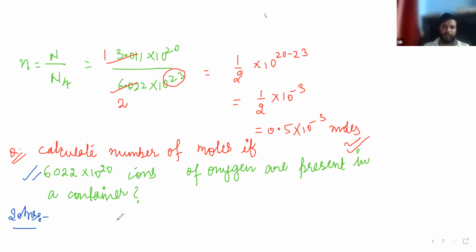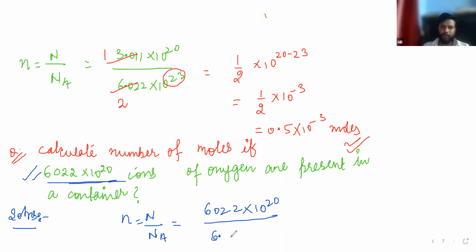0.1 mole. Just see. Number of moles is equal to given number of particles, since number is given, divided by Avogadro number. So 6022 into 10 raised to the power 20 divided by 6.022 into 10 raised to the power 23. Just see, if we remove this from the denominator, 6.022 divided by 1000, this will be moved upward to the numerator.